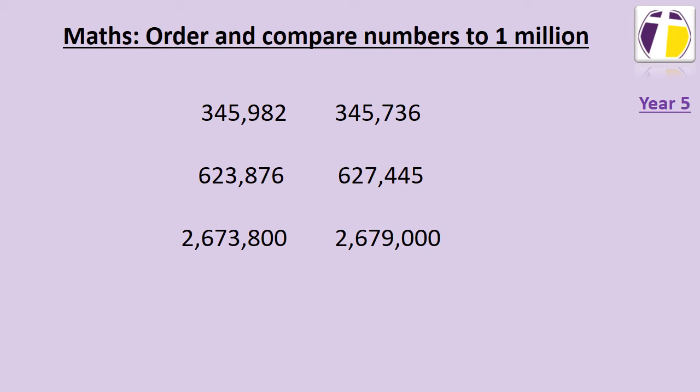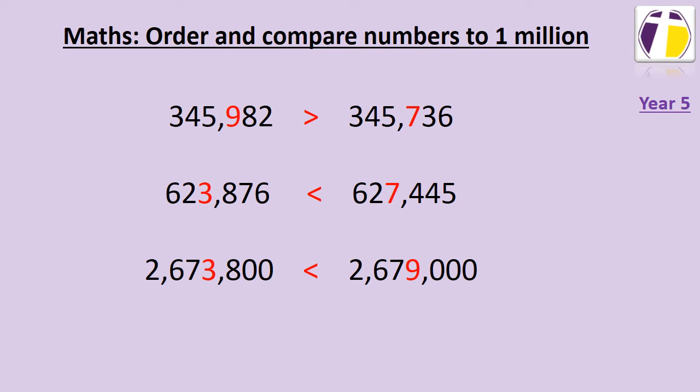I've got 3 pairs of numbers here, and I am going to decide which symbol to place in the centre of them to compare them. As you can see, for each set of numbers, there are digits that are definitely the same, but there are digits that are different. So I'm going to show you how I made my decision of which one was larger and which one was smaller.